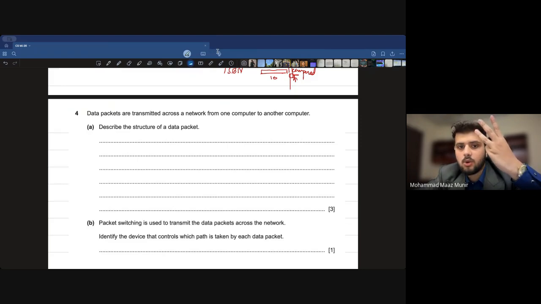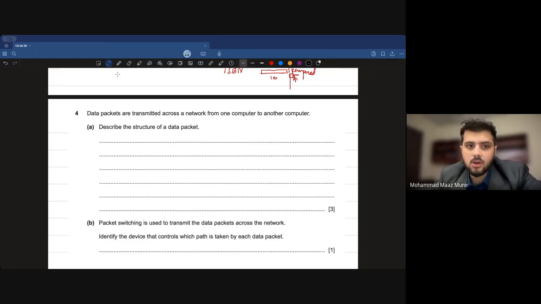We're going to talk about how we have the header, how we have the payload, how we have the trailer. Because it's a 4-marker question, we don't need a lot of details on it, but you should be mentioning what each thing constitutes of. So we can say that a packet is split into 3 different sections.